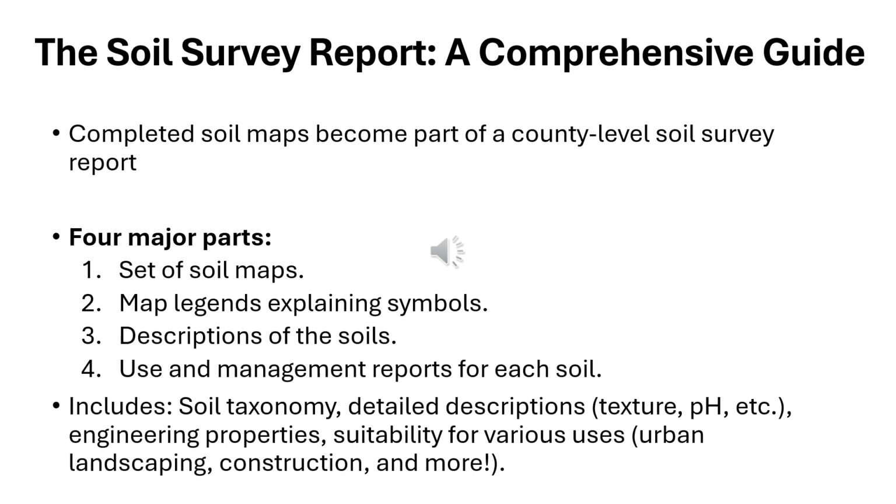These reports provide a wealth of useful information. They list the full taxonomy of the soil, its order, suborder, and other classes. You'll find descriptions of the soil's properties for each horizon, including texture, bulk density, permeability, available water, pH, and salinity. They also include engineering properties and ratings for suitability for various uses, from urban landscaping to building construction and road design, highlighting any potential problems, and much more. These reports are invaluable guides for anyone working with land.